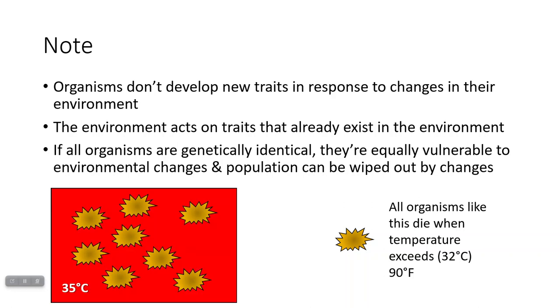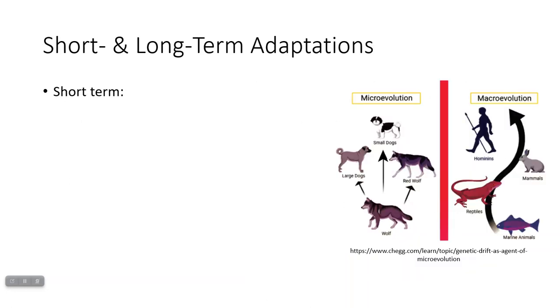So let's say global warming happens. The ocean temperatures get hotter and they reach 35 degrees Celsius. Well, since all of these urchins are genetically identical, they are all going to be killed off by this temperature change. And when that happens, you can actually have the whole population be wiped out, which can eventually lead to extinction.